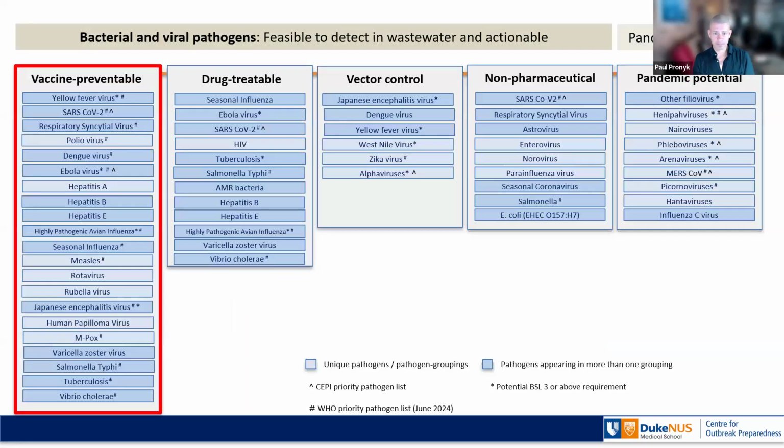Next. So we have spent some time looking at what the priority pathogens in wastewater are. Believe it or not, this looks like a big list, but it's not that big a list. It's really only about 30 or 35 or so pathogens that are technically feasible to detect in wastewater and that are actually actionable.